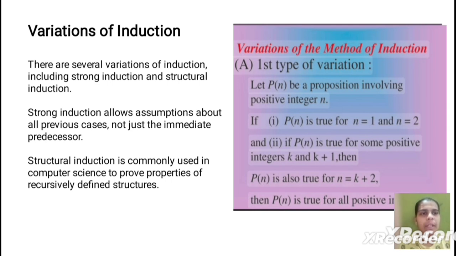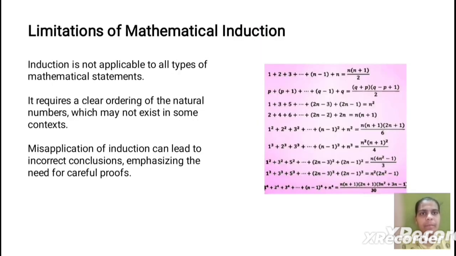First type of variation. Let P(n) be a proposition involving a positive integer n. If first, P(n) is true for n equals 1 and n equals 2, and second, if P(n) is true for some positive integers k and k plus 1, then P(n) is also true for n equals k plus 2, then P(n) is true for all positive integers.